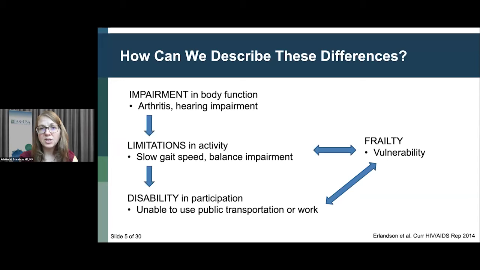So to take a step back, how do we describe some of these differences? Let's take a look at the World Health Organization Disability Framework. The basis of this model is that there's some sort of impairment in body function, such as arthritis. This leads to a limitation in someone's activities of daily living, such as difficulty rising up from a chair, balance impairments, or slow gait speed, and ultimately could lead to disability or a limitation in their ability to participate in the activities they would like to within the community. So this might include using public transportation effectively or being able to work. In contrast, the concept of frailty is similar, but quite different in some ways, and it reflects more of a vulnerability that I'll talk about more in the next slide.